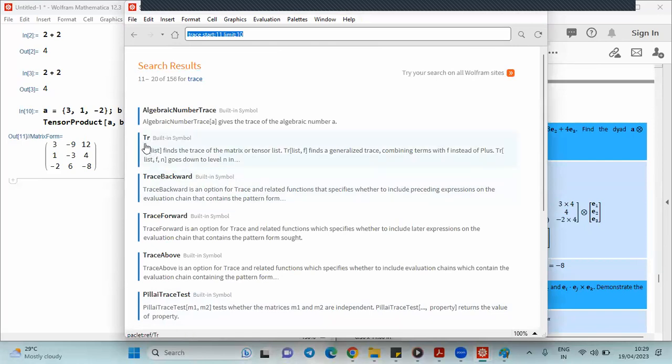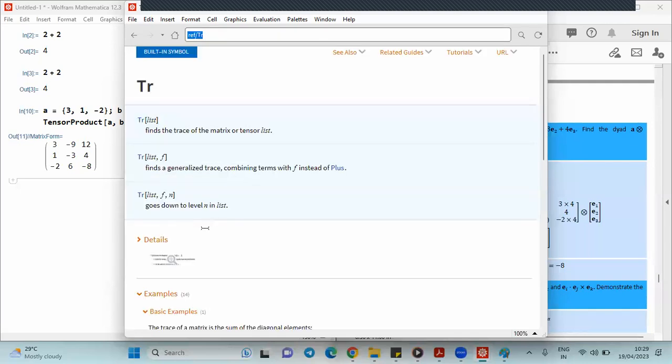Good. We see here that TR finds the trace of the matrix. This is exactly what we're looking for. TR. The command is TR. It finds the trace of the matrix. You can click on that if we need more insight.